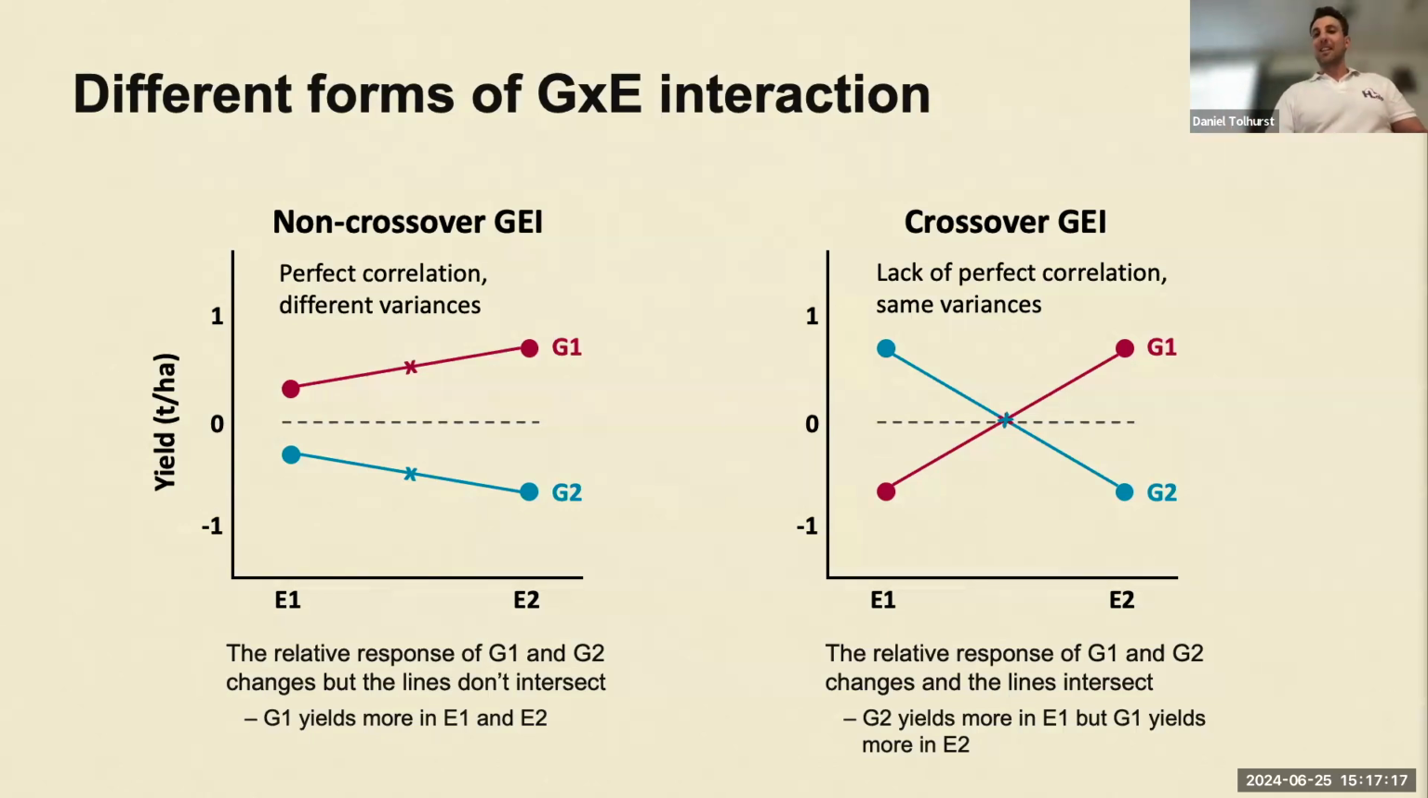But of course, it doesn't always look like that. It's not that simple. And that's where crossover G by E comes into play. Now we have a lack of correlation, or actually in this case, a perfect negative correlation, a correlation of -1. But I'm saying now that the variation doesn't change in the two environments. It's just a complete reordering of the rankings. So if you were to select for environment 2, you'd want to select G1. But if you're selecting for environment 1, you want to select G2. And if those are representative of the target population, you want to select the specifically adapted genotype for those two environments.